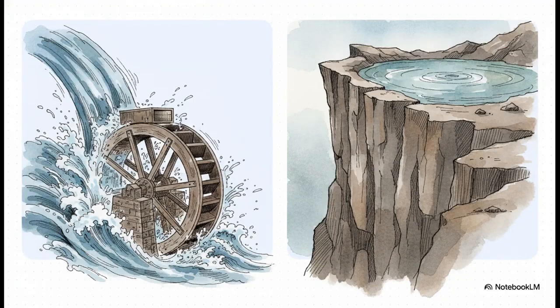Let's look at the contrast between 2 fundamental states of energy, kinetic and potential. Our source material uses a really great, relatable image here, water. Think of a fast-flowing water stream. That movement, that is kinetic energy. It's literally the energy of motion. Because the water is actively moving, it's got the kinetic energy required to actually do work, like, say, turning a water wheel.